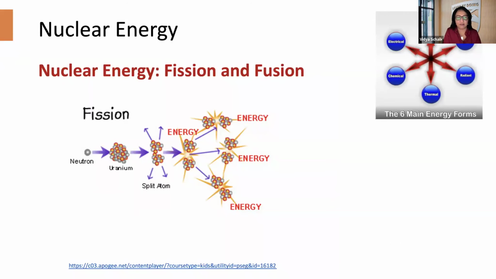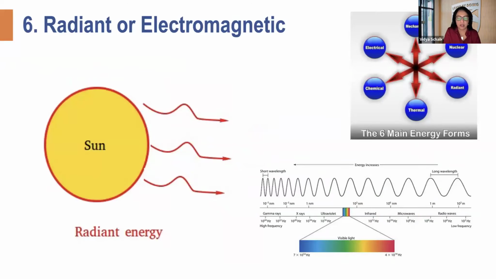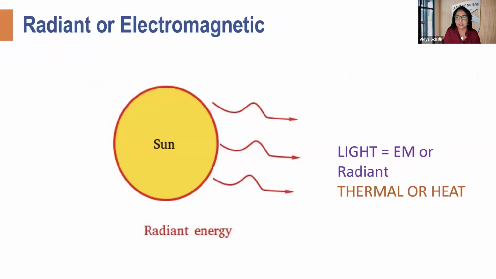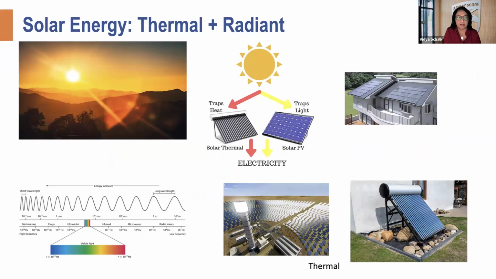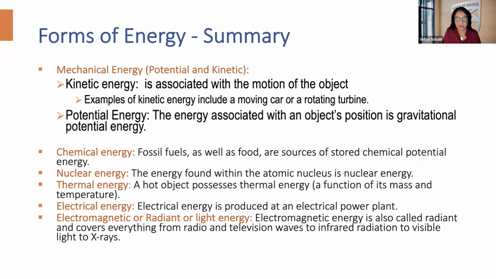And then we move on to the fact that nuclear energy is also how the sun gets its energy, which is fusion. And then we move on to the sun as a source of radiant energy, in both the light form and the heat form, and show them different examples. It's just very introductory, I talk about it more later. And then the different forms of energy, that's a summary slide.